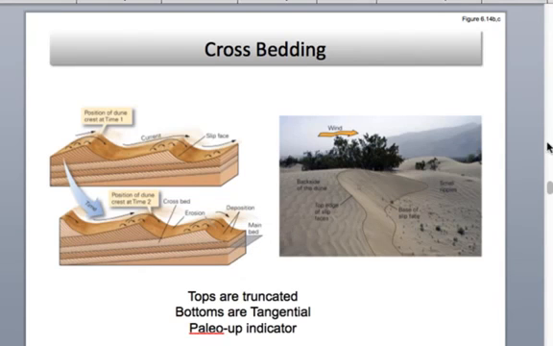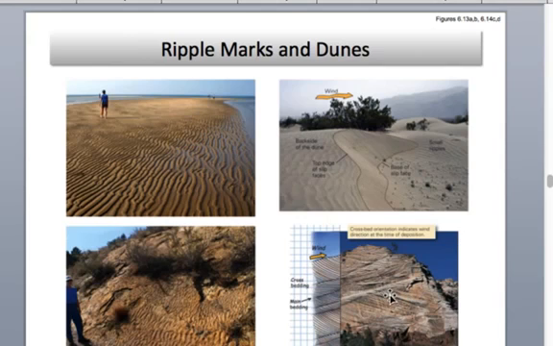So let's go back to this slide here. You can see in here the current must have been blowing in that direction because they're all tilted in this direction here. And see how they're kind of sloping down. So up is this way, and the current was going from left to right here.